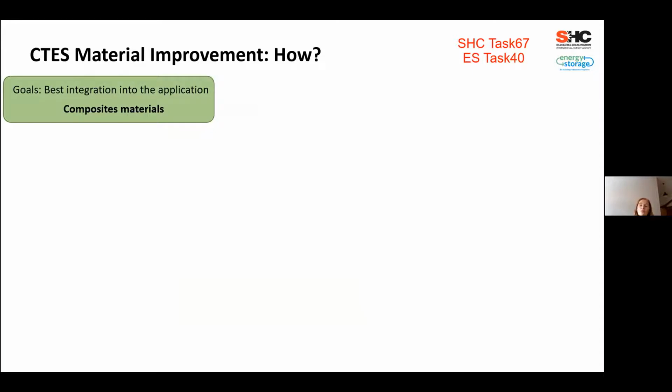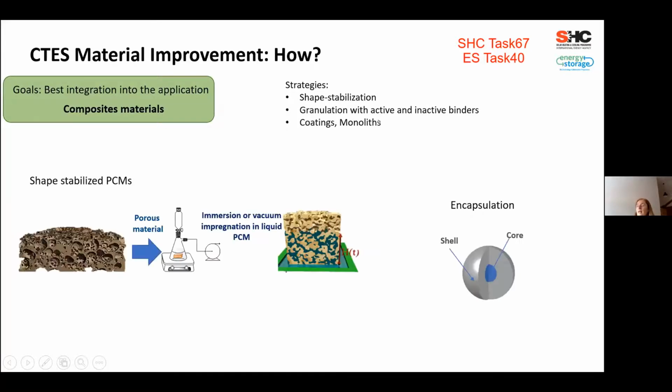And at the end, as I told you before, we have to be able to put the material inside a thermal energy storage system. And in this case, we would like to define the best integration into the application. In this case, we will use shape stabilization, granulation with active and inactive binders. This I showed you before, and a coating on monoliths. Just to picture, we can have encapsulation of the material, we can shape stabilize the material.